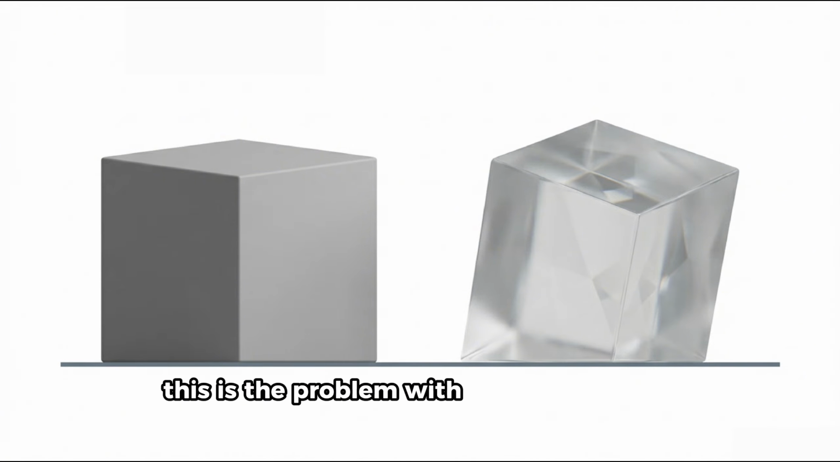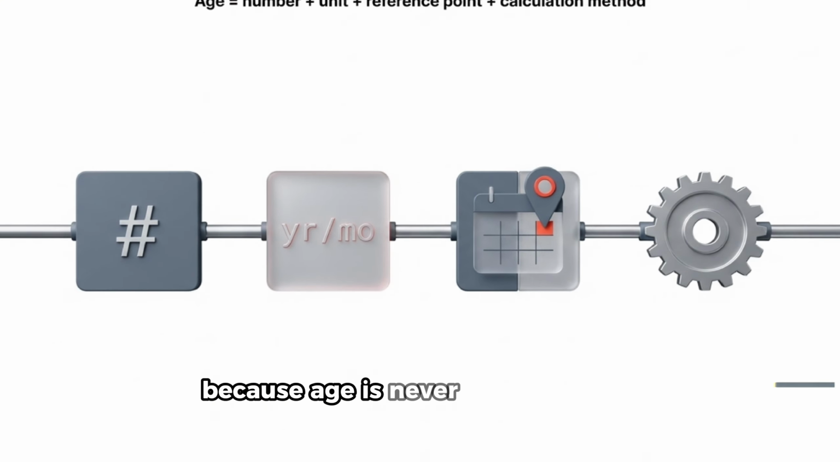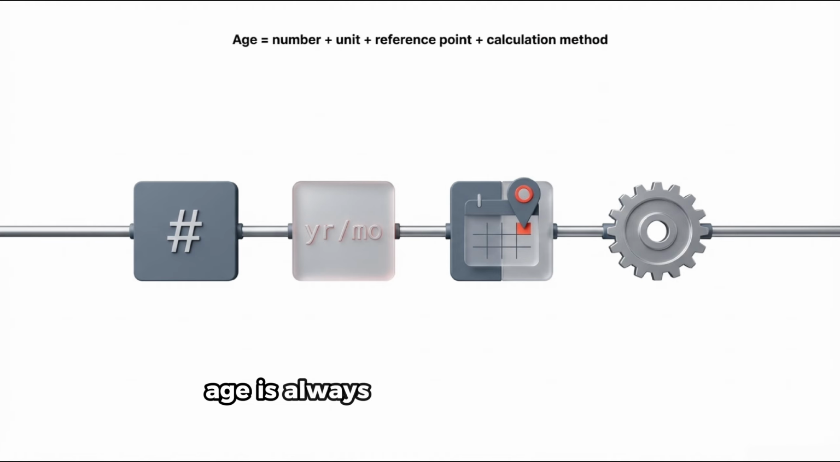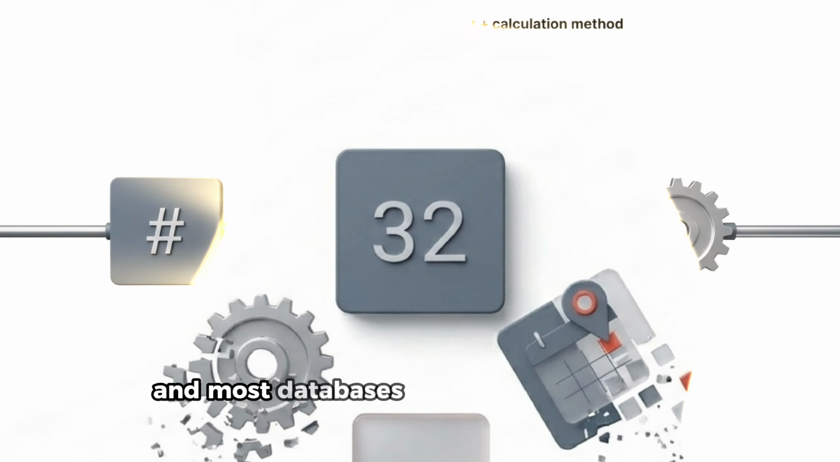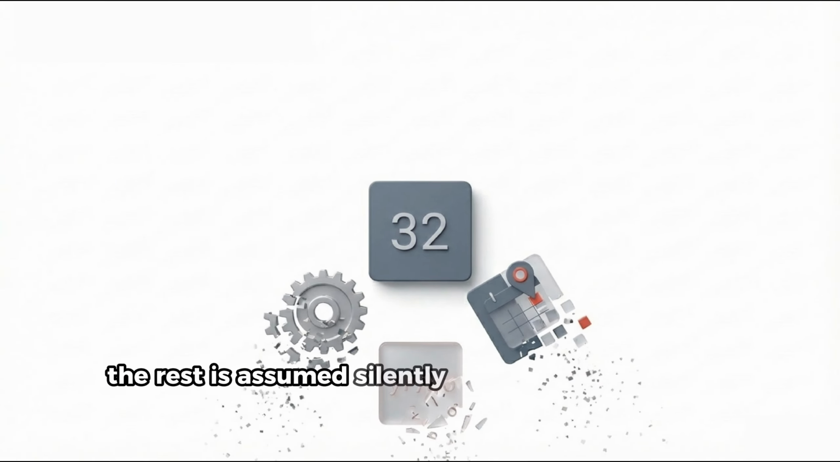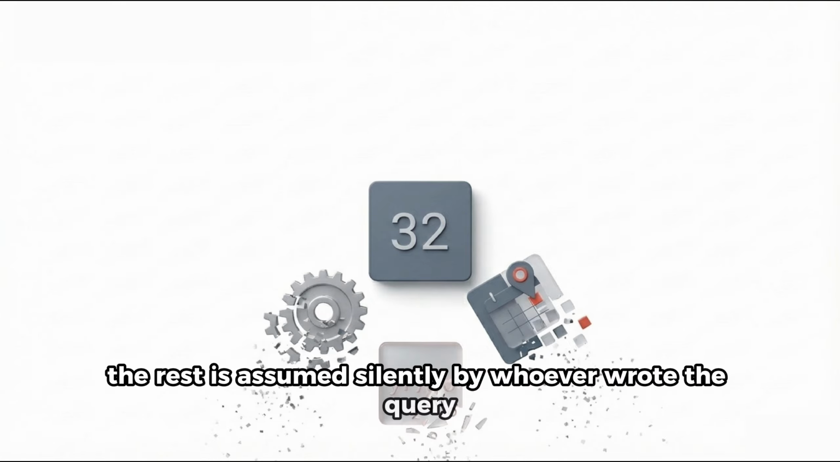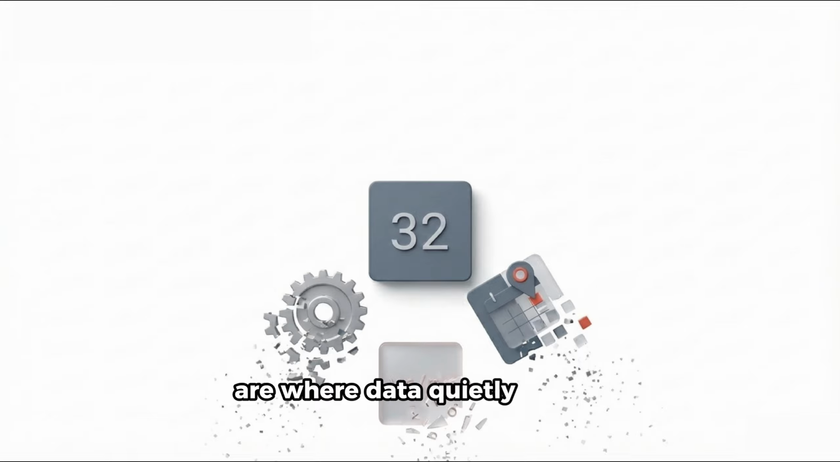This is the problem with age in databases. It looks like a fact. It behaves like an opinion. Because age is never just a number. Age is always a number plus a unit, plus a reference point, plus a calculation method. And most databases store only the number. The rest is assumed, silently, by whoever wrote the query. And assumptions, as we've seen before, are where data quietly breaks.